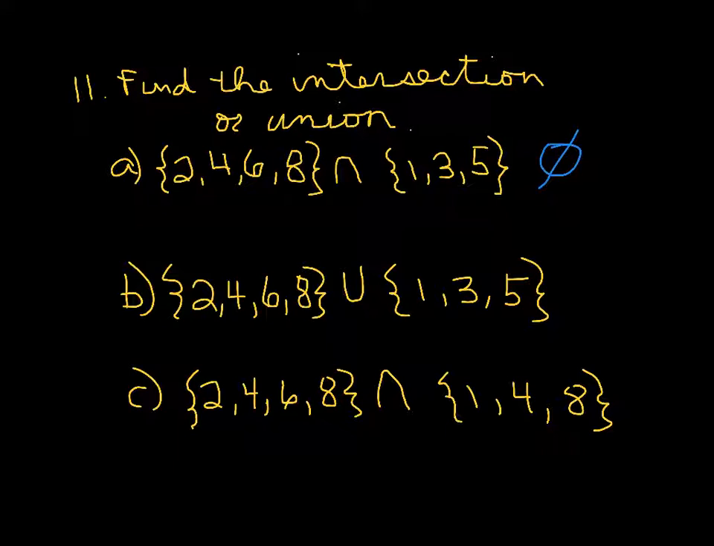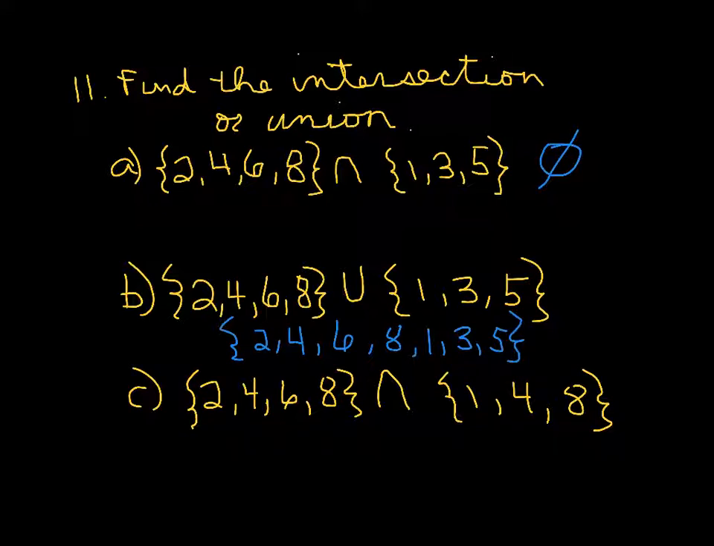In B, we have a union represented by a U in the middle, right there. And we have 2, 4, 6, 8 again, union with 1, 3, 5. And union means they are united, that everything in the first set plus everything in the second set is in our solution. And so we write 2, 4, 6, 8, 1, 3, 5.